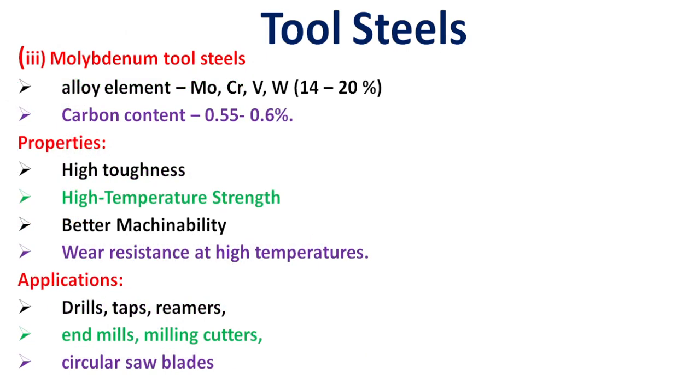The next one is molybdenum tool steels. The alloying content is molybdenum, chromium, vanadium and tungsten. The total composition is 14 to 20%. The carbon content is 0.55 to 0.6%, minimum 0.55, maximum 0.6.